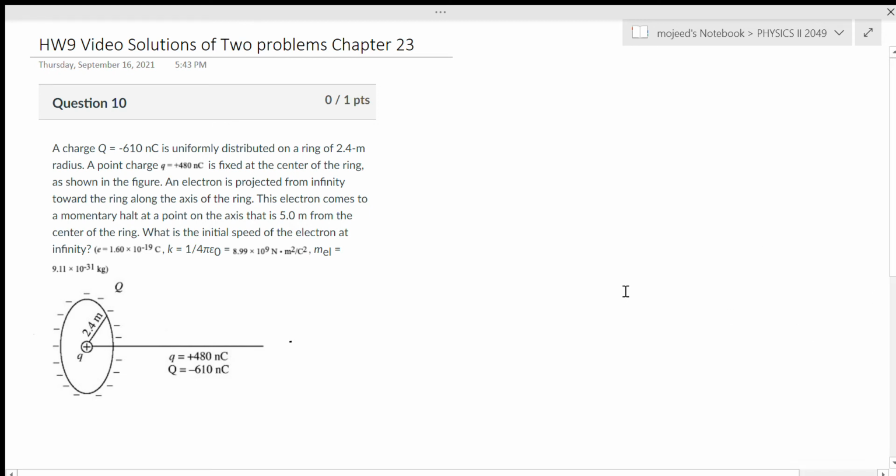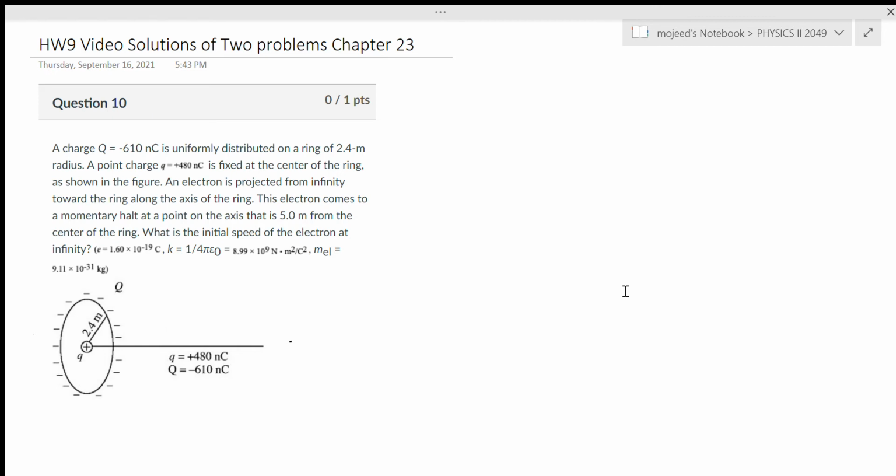Hello, this is Majid, and I'll be focusing on chapter 23, electric potential, specifically a problem that focuses on the initial speed of an electron at infinity. The problem gives us a charge, Q, with a value of negative 6.10 nanocoulombs, uniformly distributed on a ring of radius 2.4 meters.